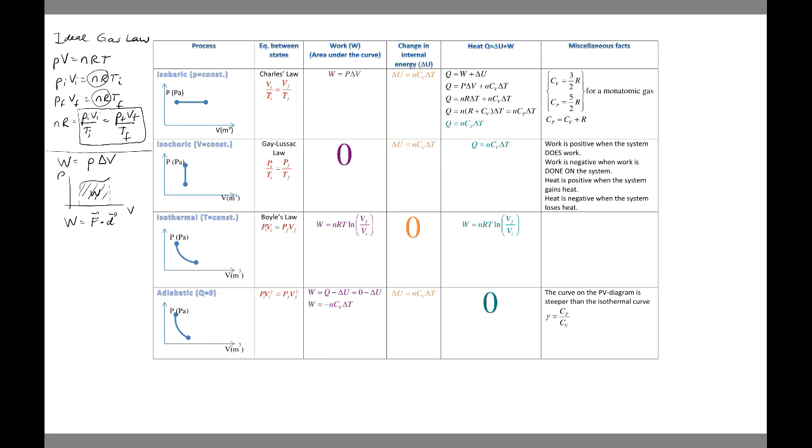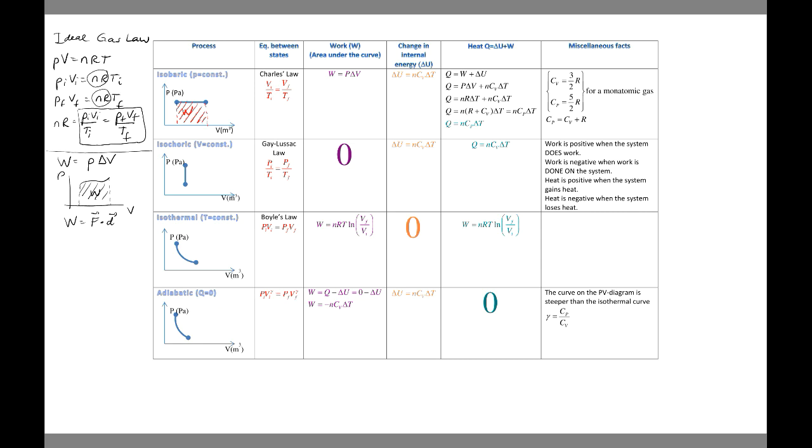Now, let's start looking at our particular processes. So first, we have the isobaric process. Iso means the same. Baric comes from pressure, so this means same pressure. So the pressure throughout this process is going to be constant. So here we have the system starting at initial pressure and ending up at a final pressure, and that is the same. So now if I want to find the work, all I have to do is find the area under the curve, and that will give me the work.